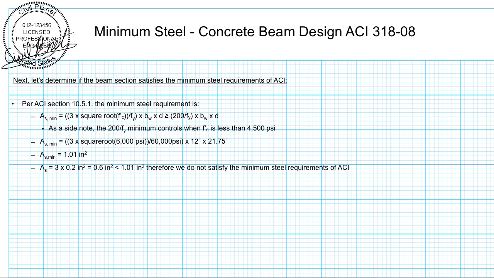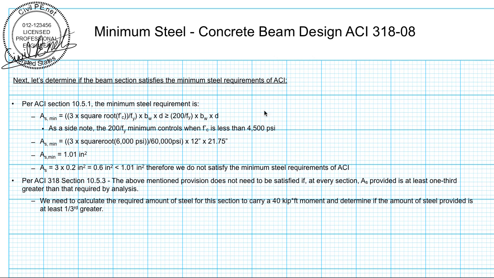We only have 0.6 inches squared in our section, which is much less than that 1.01 inches squared. Therefore, we don't satisfy this minimum steel requirement per ACI. But all is not lost yet. ACI section 10.5.3 gives you kind of a loophole in this.